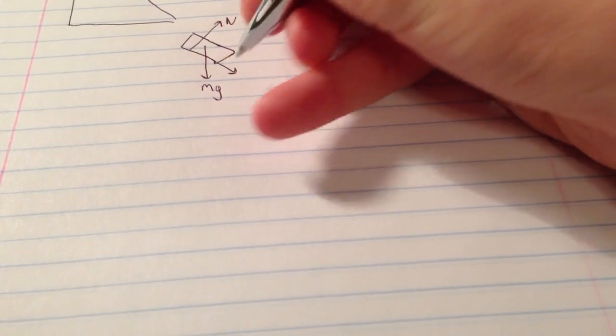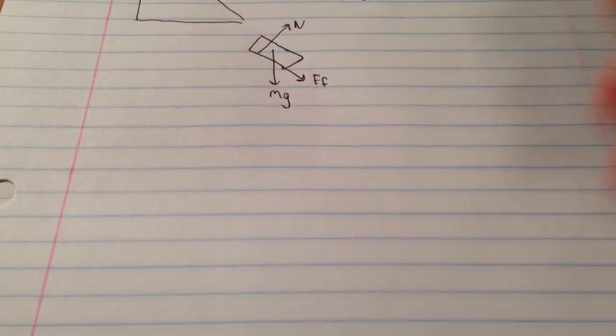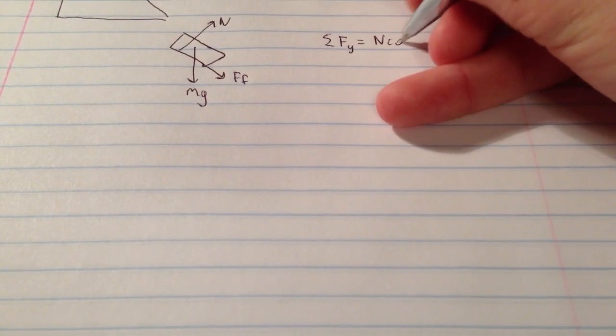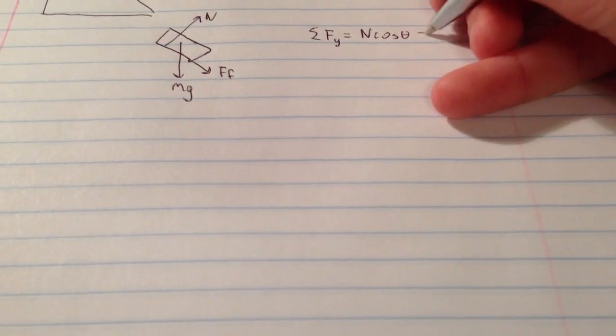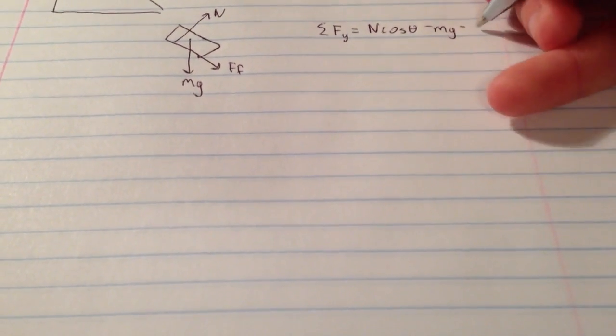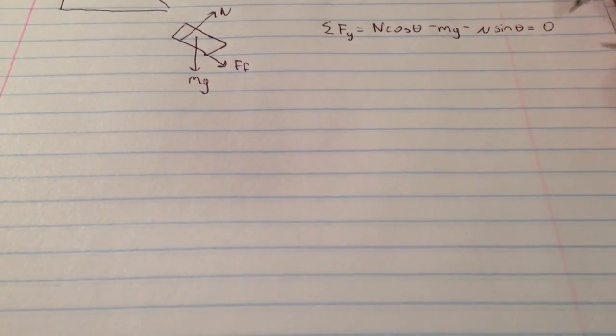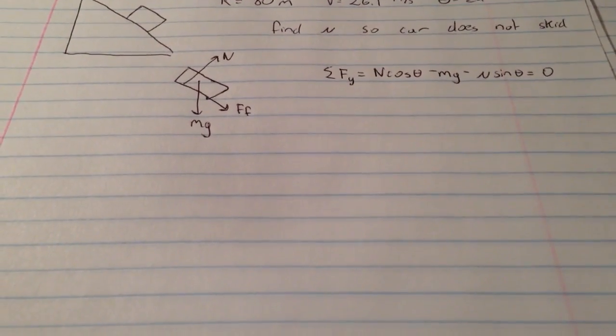And now we have the force of gravity, mg, our normal force, N, and our force of friction going downwards, F_f. Alright, now we have to do new summation statements. So we have forces in the y direction equal to N cosine theta minus mg minus mu N sine theta equals 0, because the car is not moving in the y direction.